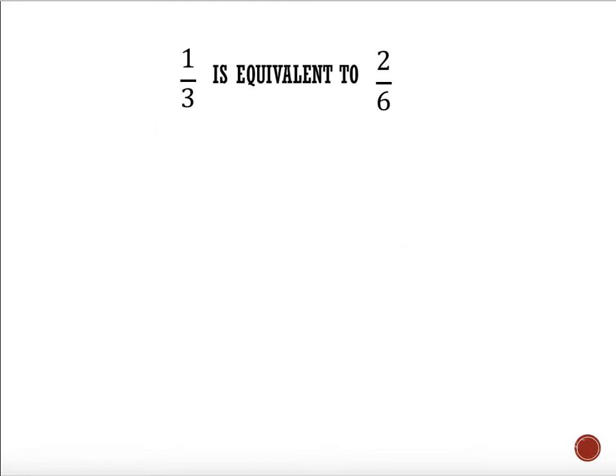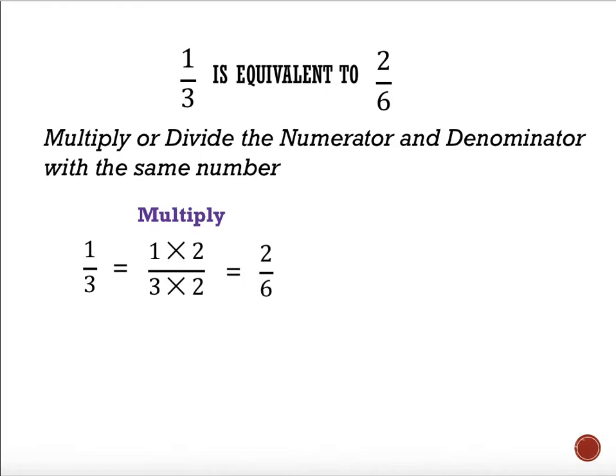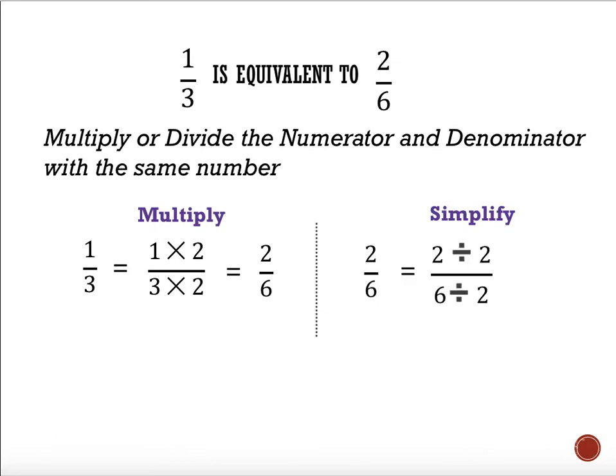Now what do I do for equivalent fractions? I either multiply or divide the numerator and denominator by the same number. So I multiply 1/3, let's say, by 2, then I get 2/6. Now when I take 2/6 and divide it by 2, what do I get? 1/3. So I get back my original fraction. So nothing much has changed with my fraction here.